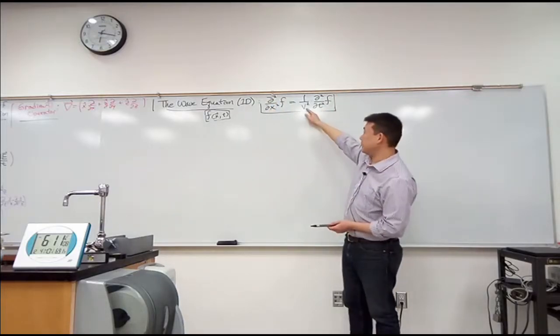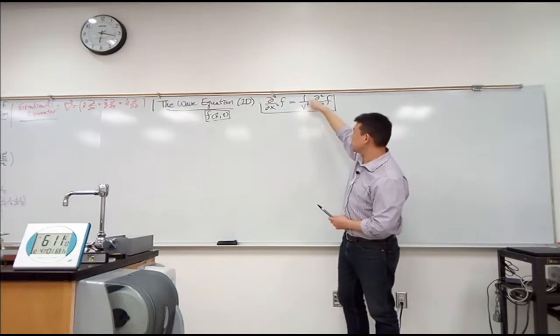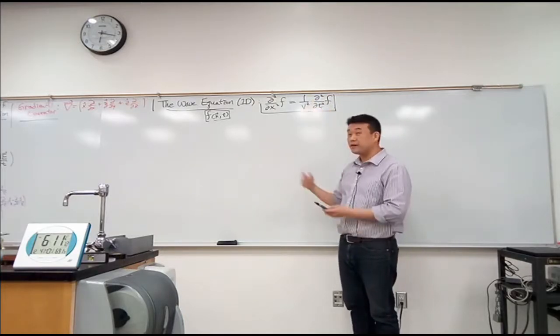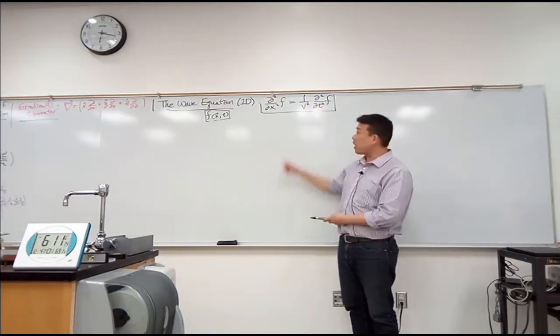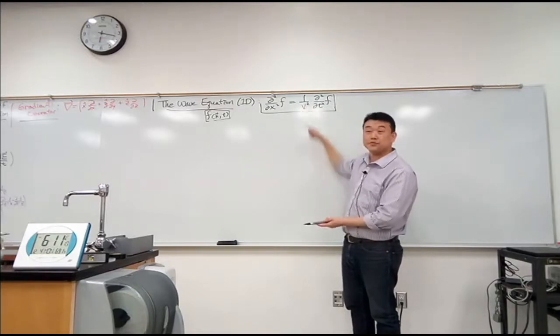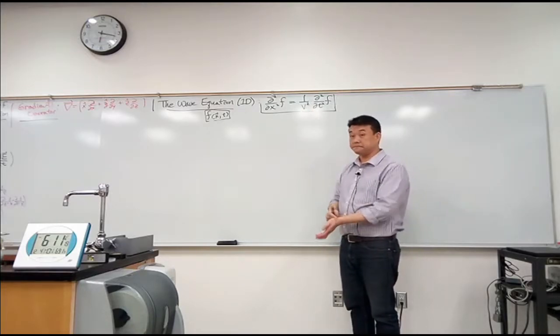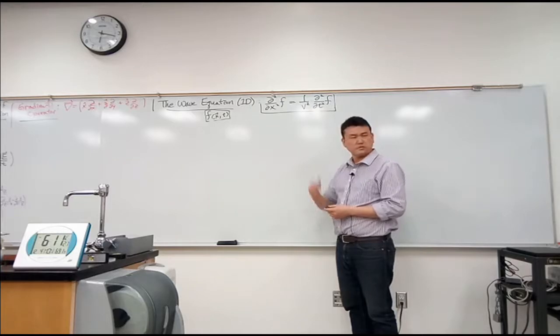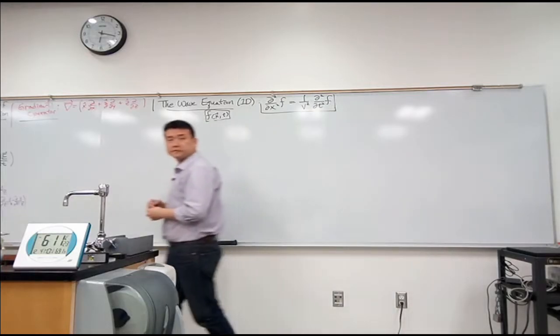And this constant is written as 1 over v squared for a good reason. The constant that appears here does happen to be the actual wave speed. Did all of this begin to look familiar?